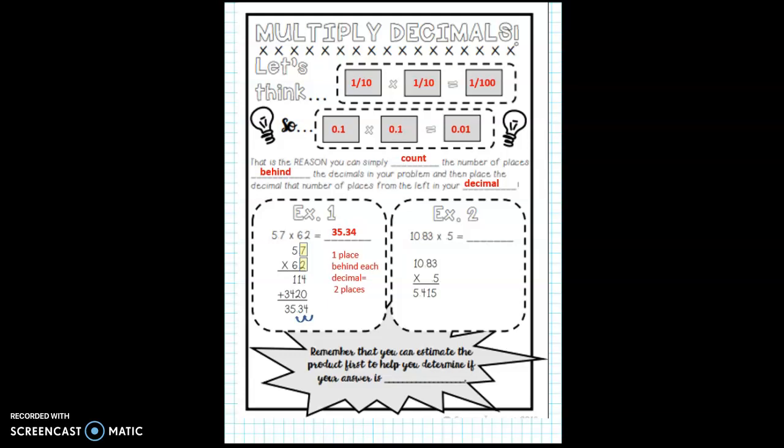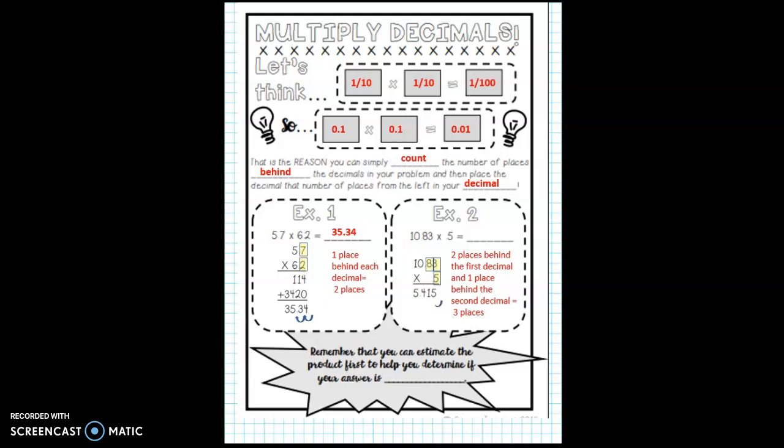Now we can do the actual multiplication. 83 times 5. Remember, we're going to throw the decimals away and just multiply normally. This is going to get us 5,415. Next, we have to identify how many decimal place values there are. The 8 is one, the 3 is another, the 5 is another. So there are 2 places behind the first decimal point and 1 place behind the second decimal point for 3 total places we need in our answer.